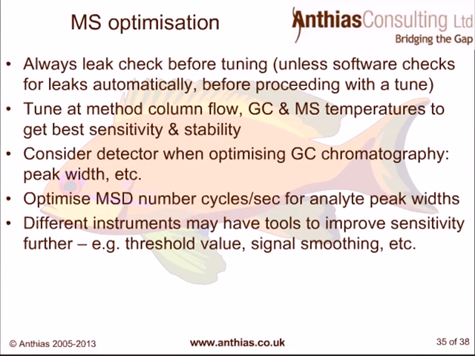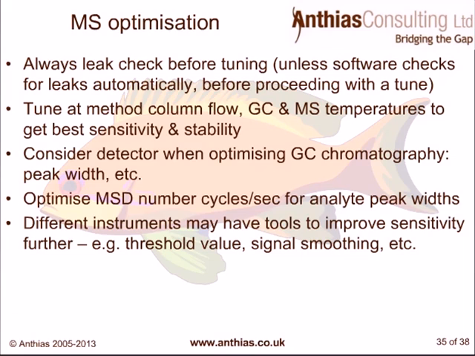So just a few tips on your mass spectrometer optimization, finally, in these last few slides. Always leak check before tuning, unless the software checks for leaks automatically, because otherwise all your voltages will be increased if you have a leak. Tune your method column flow GCMS spectrometers to get your best sensitivity and stability. You should be doing this before you go and optimize your method, especially the final optimization steps.